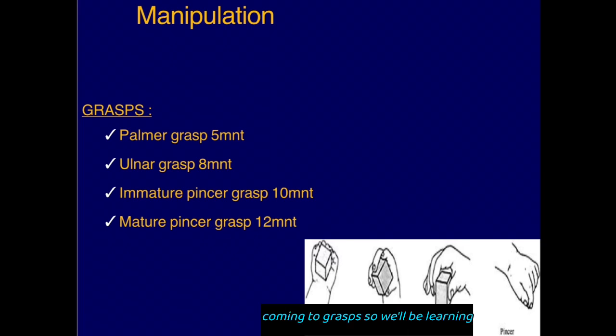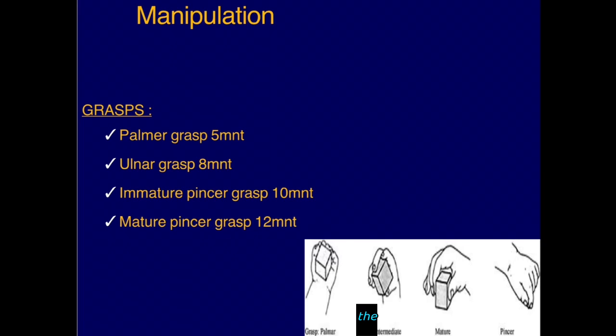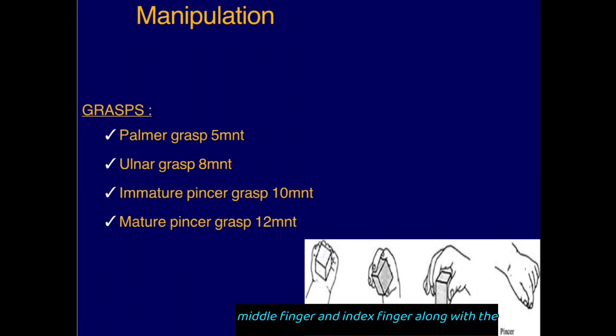Coming to grasps, so we'll be learning here about the grasp. First one is palmar grasp, that means holding the object into the palm. That will be achieved by 5 months. Ulnar grasp means they'll be using the middle finger and index finger along with the thumb to hold the object by 8 months. Immature pincer grasp, it will be achieved by 10 months.